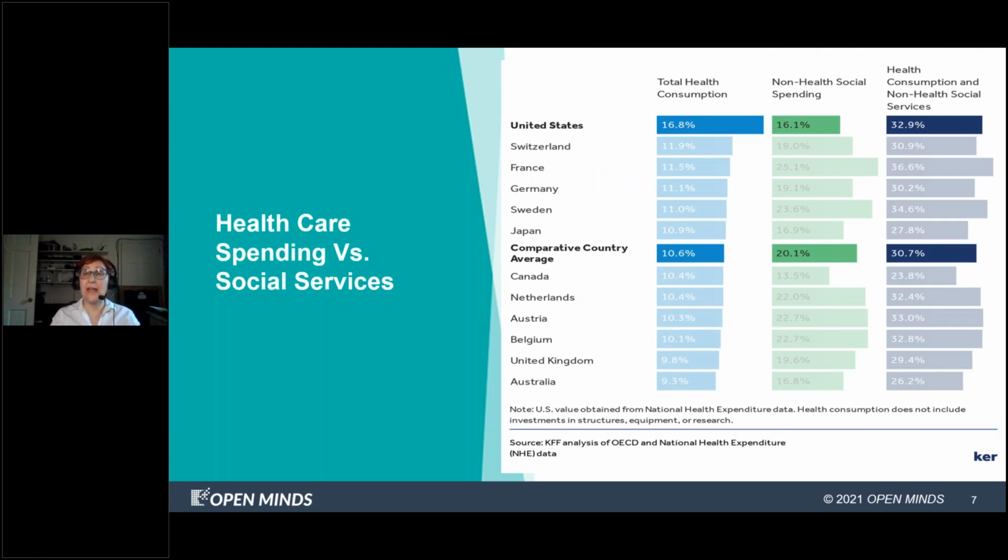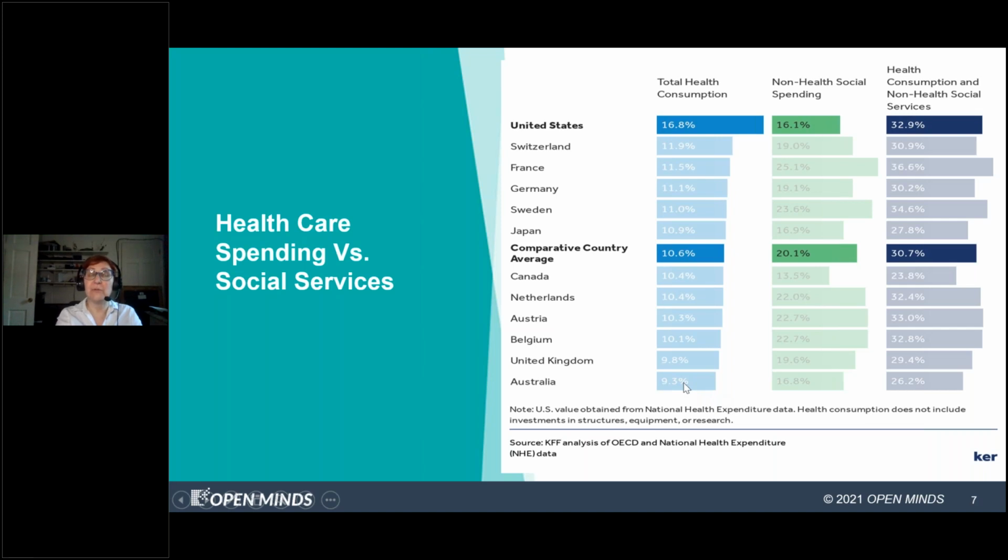Another way to look at the same data, this is a comparative average. So total health consumption is around 10.6%. Non-health spending is around 20%. Health and human services together is about 30%. And then here we have the US, where we're a little bit above the average, but the difference is clearly related to the proportion that we spend on health versus on social services.